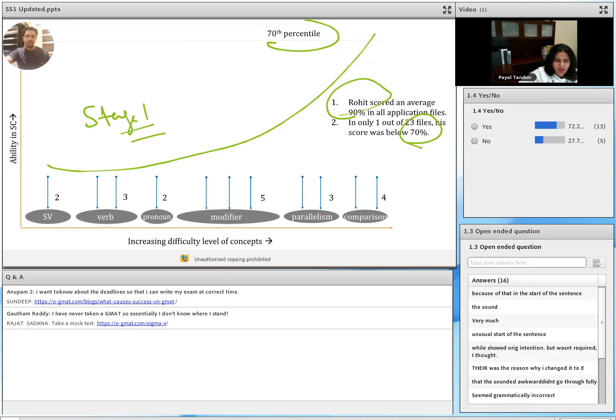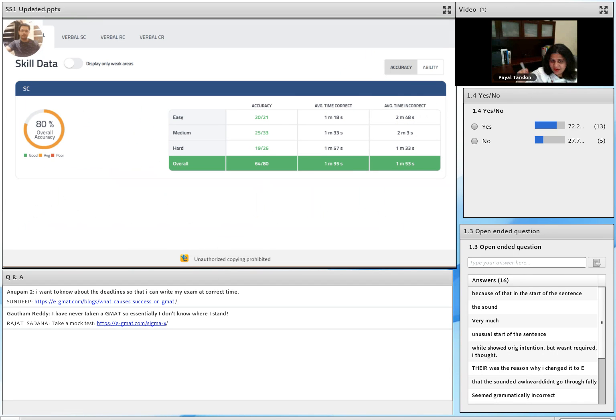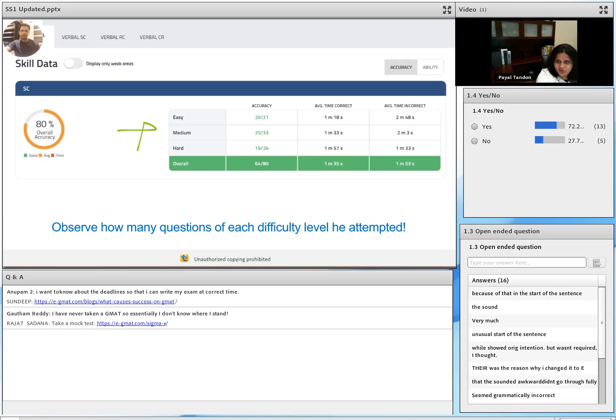Now, once he got to that 70th percentile the right way, when he got to Scholaranium to cement, he just needed to solve 80 questions. That's it. No more than that. Okay. And what he did was he first solved medium questions and he got the right level of accuracy, and then he solved hard questions, and that's all he needed to do.